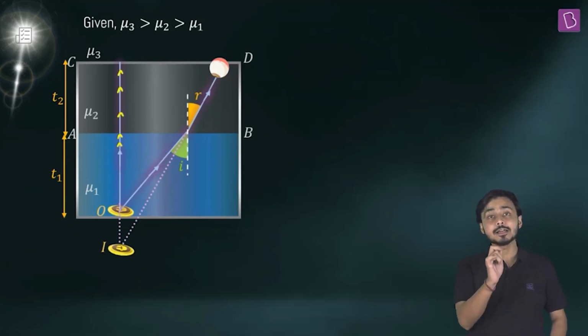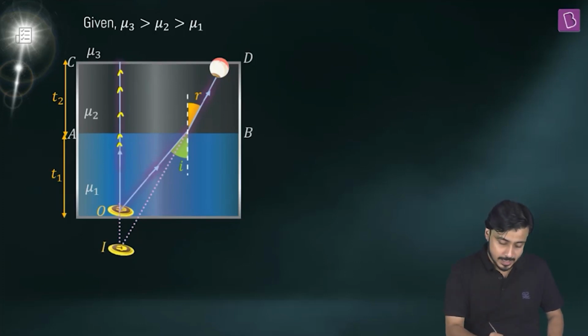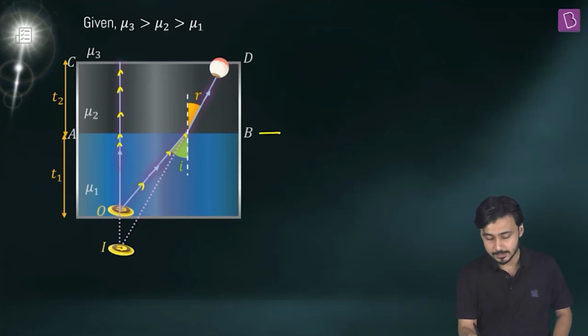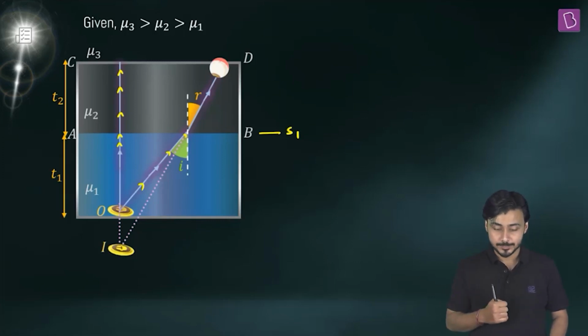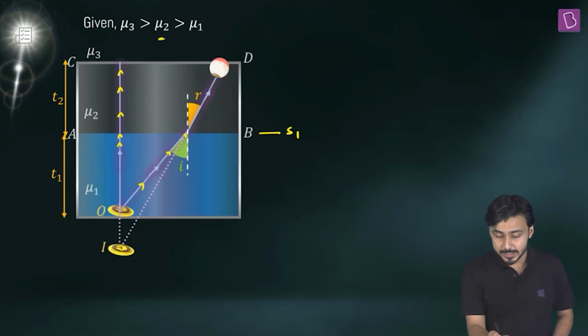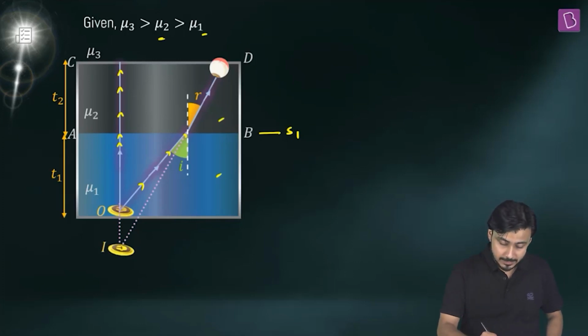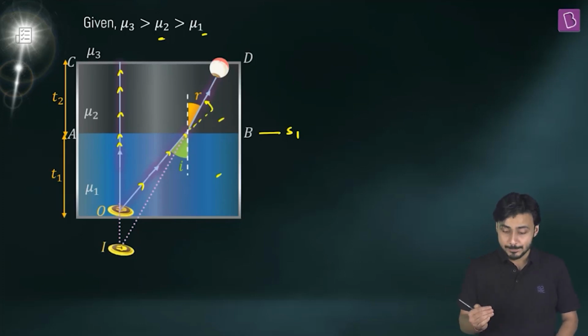The other incident ray, after refraction from surface 1, that is the AB interface, the mu1, mu2 interface, will bend towards the normal or away from the normal. Please think of it. Since mu2 is greater than mu1, it's going from rarer to denser. So it will bend towards the normal, and finally it reaches the observer.